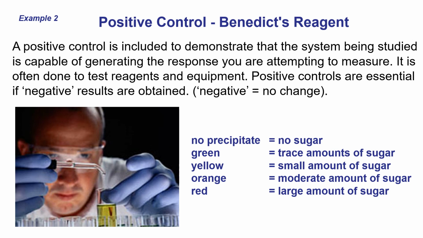We might conclude that, okay, the pancreas has nothing to do with regulating sugar. And, well, we know now that would be wrong. So what we want to do is we want to test the Benedict's reagent.